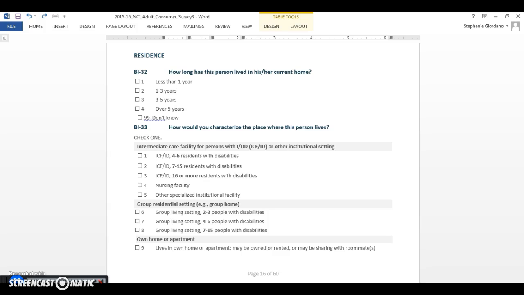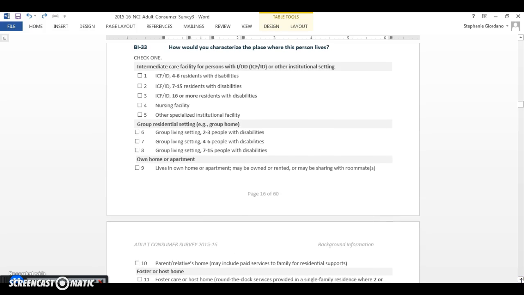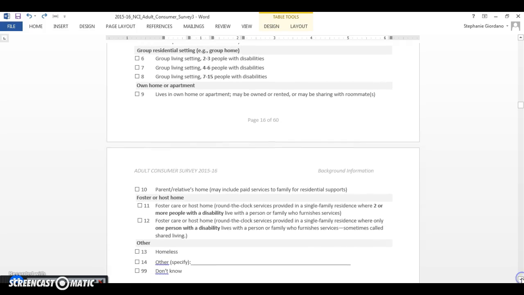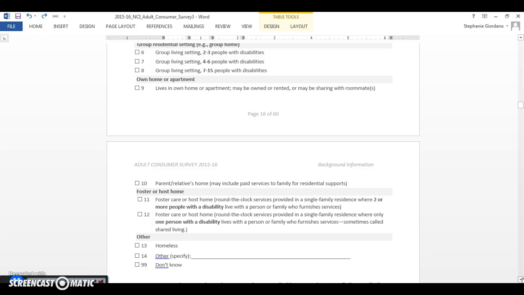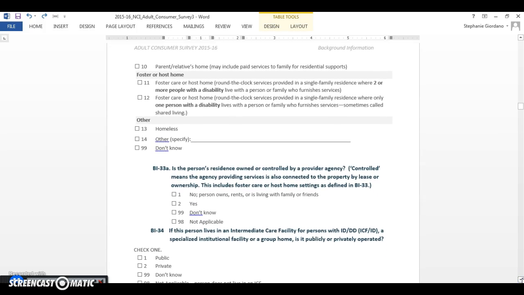We begin by asking how long the person has lived in their current home, and then BI 33 asks how would you characterize where the person lives. This question has remained largely the same from previous years. However, we've tried to make this easier to code by adding some definitions and also putting types of settings into larger buckets, such as ICFs or other institutional settings, group homes, the person is living in their own home or apartment or with family, foster care or host home, or some other type of setting.